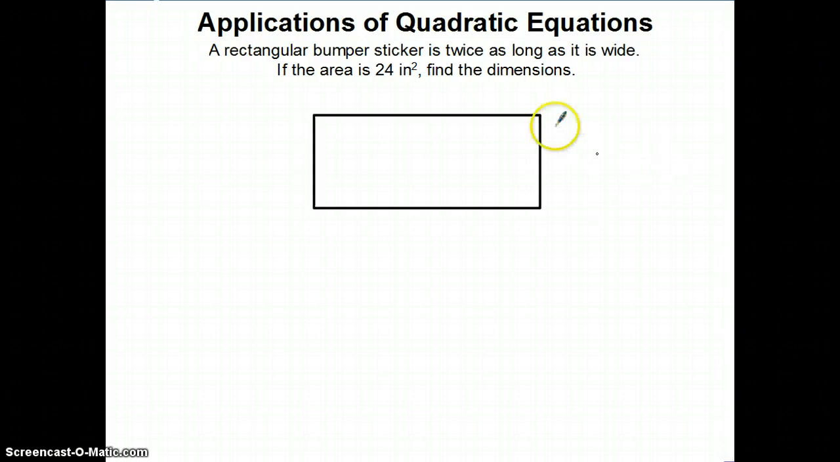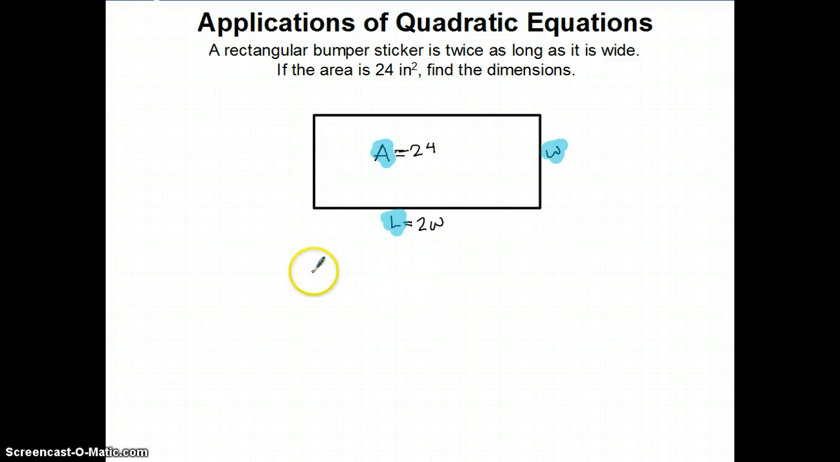And the dimensions say it's twice as long as it is wide. So the length, here I'll call this my length, is going to be twice the width. W, I'll go ahead and leave as width. The total area is 24 square inches. So what I need to do is find a way to relate all three of these things. I have width, I have length, and I have area.